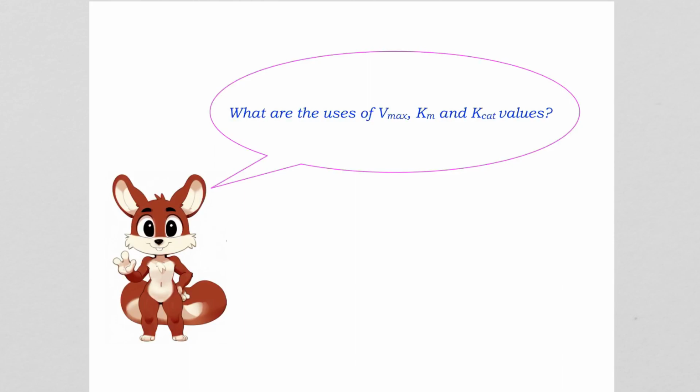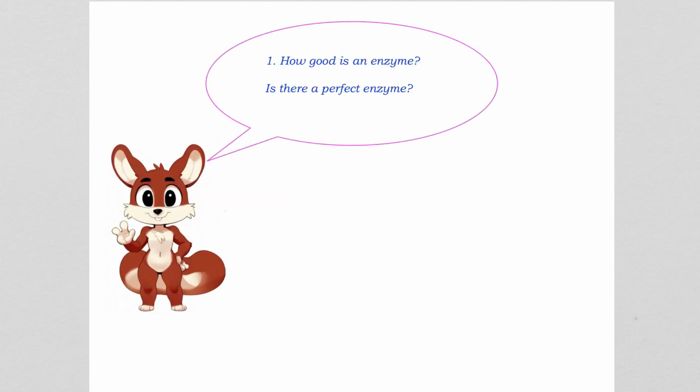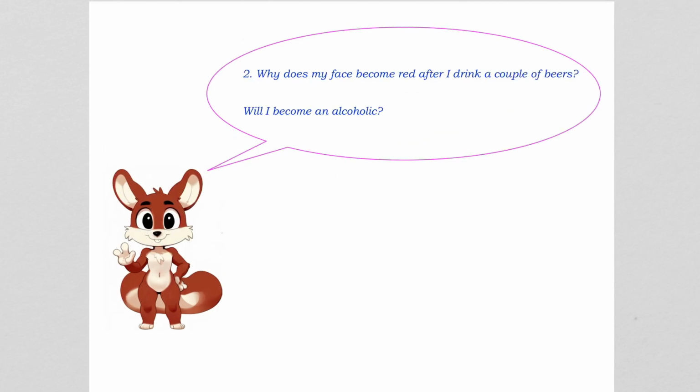So once we can determine Vmax, Km, and Kcat values, these values will help us answer many important types of questions in biochemistry as well as in the medical sciences. So examples of these questions include how good is an enzyme? Is this a perfect enzyme?